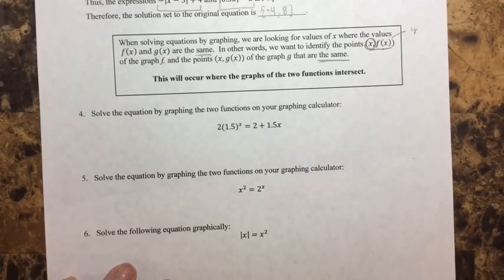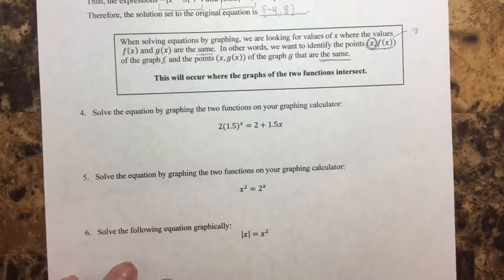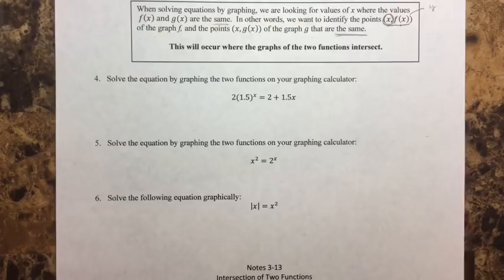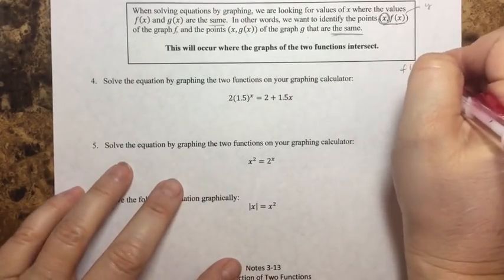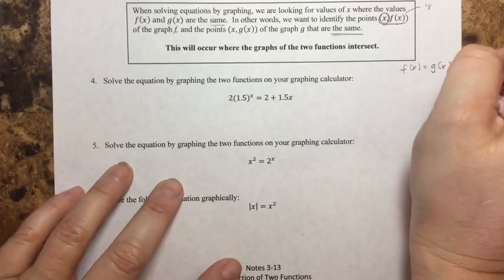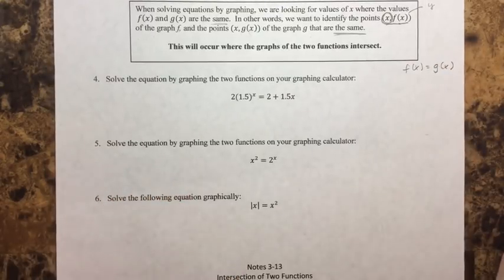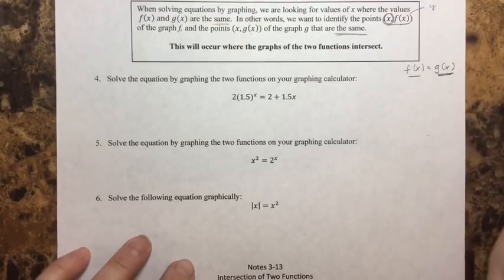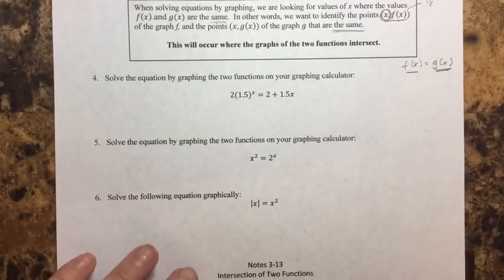This will occur when the graphs of the 2 functions intersect. So I want you to make sure you understand why we are finding the intersection of these 2 functions, because that's a solution to those 2 functions being equal. It's the solution to the equation f of x equals g of x. So we'll set one side of our equation to f of x, and we'll set the other side to g of x, and then we will graph them, and we'll see what we get.